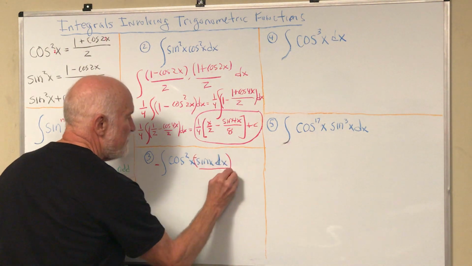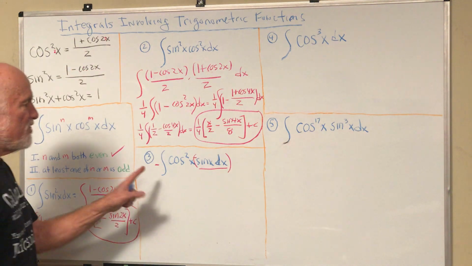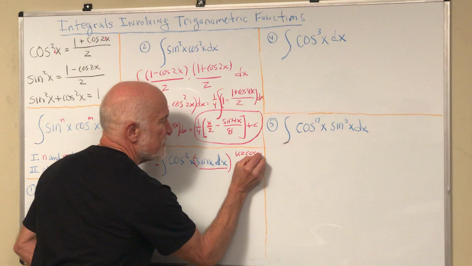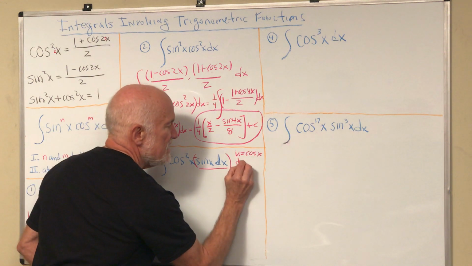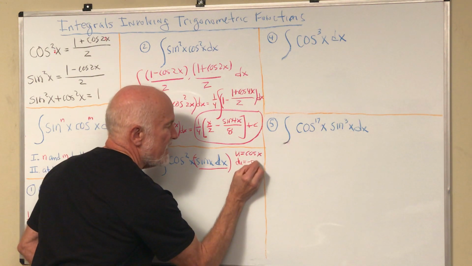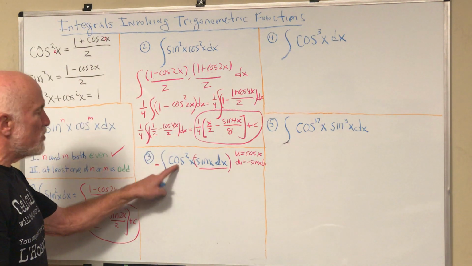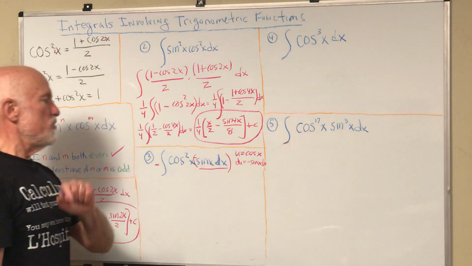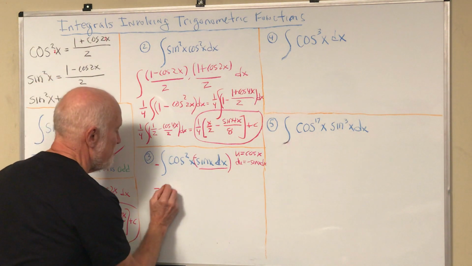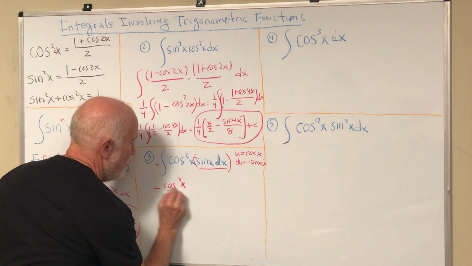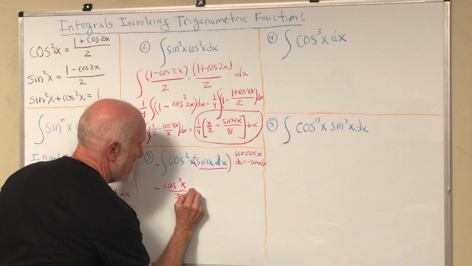Now, what I have there in parentheses, if I think of u to be the cosine of x, du is minus sine of x dx. So I've got it in the form of u squared du. So the antiderivative is just u cubed over 3 plus c.